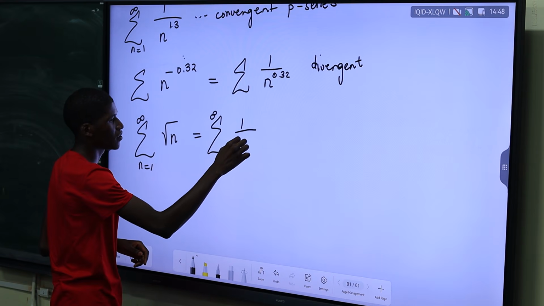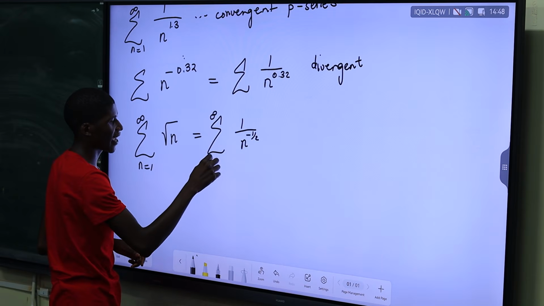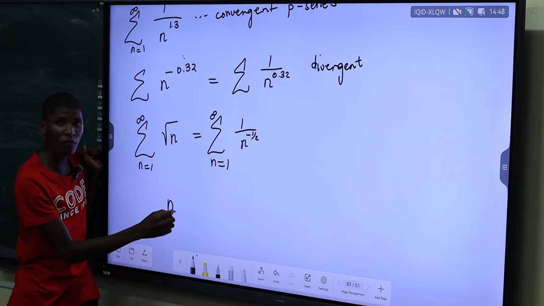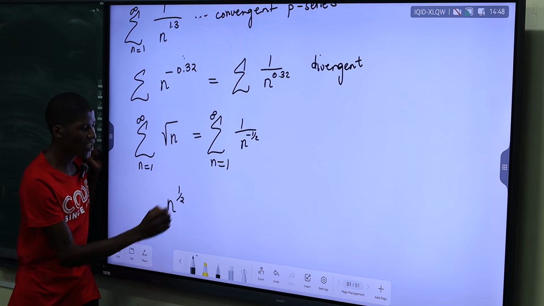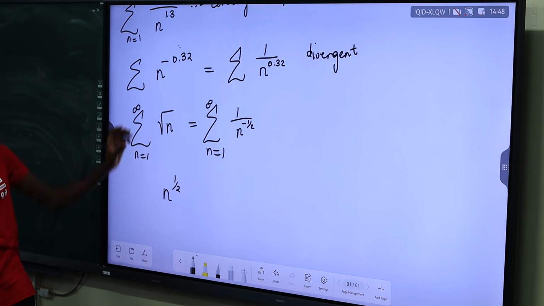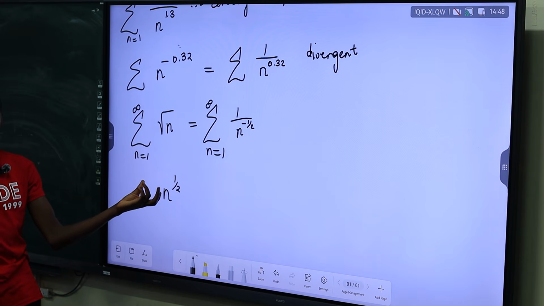So I want to say square root of n can be expressed as n to the power of 1 over 2, right? Because remember, the p series has to do with n raised to the power of an exponent. So when I take the square root, you convert it to n raised to the power of 1 over 2. But for it to actually be a p series, this n must be in the what? In the denominator.